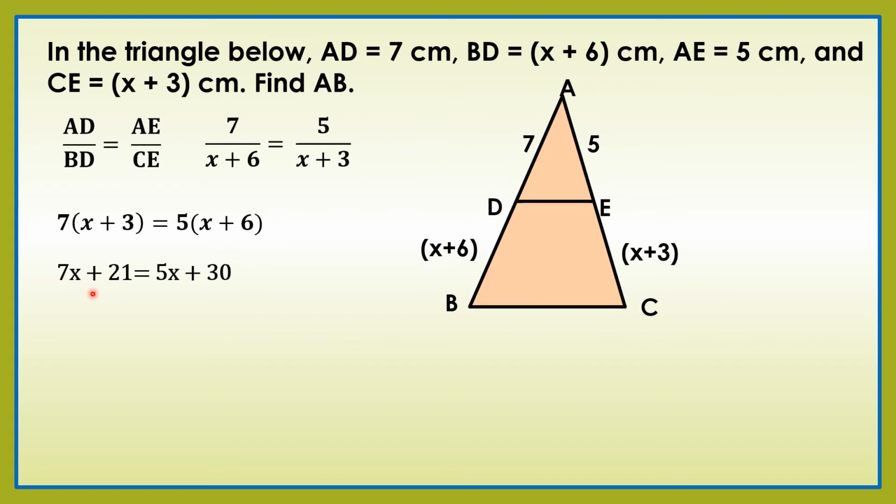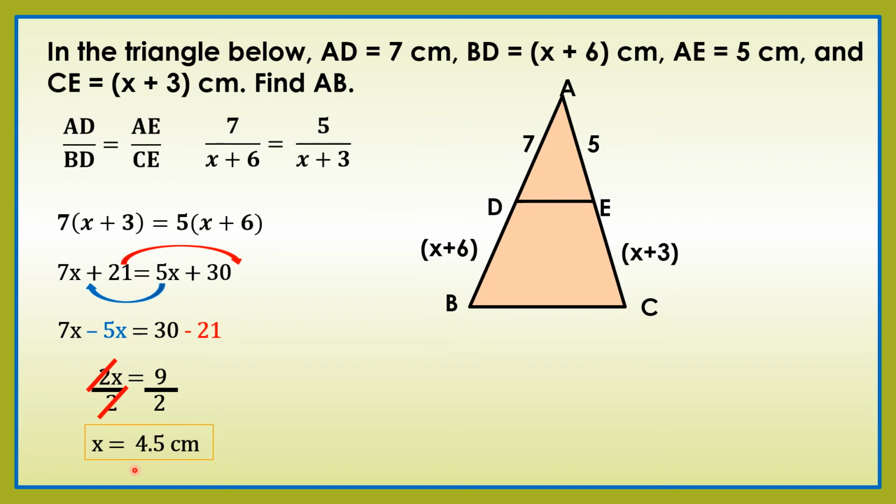So we'll have 7x plus 21 is equal to 5x plus 30. Then, combine similar terms, the 5x and the 7x. Since 7x is bigger, we will move the 5x beside 7x. The 21, we also move beside the 30. Always remember that when we transpose, they change sign. So, we will have 7x minus 5x is equal to 30 minus 21. Simplify: 7x minus 5x is 2x, then 30 minus 21 is 9. Divide both sides by 2 to solve for x. Therefore, our x is 4.5 centimeters.